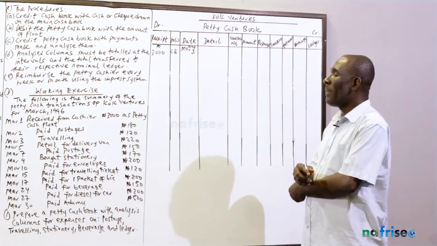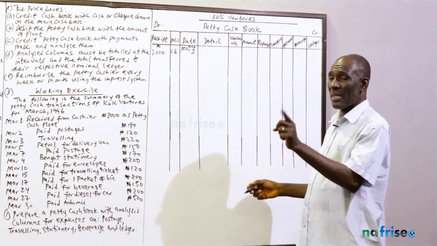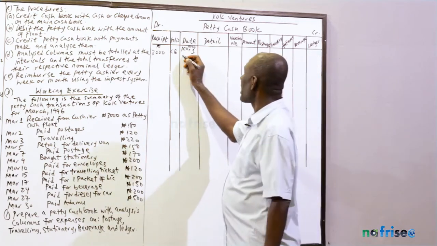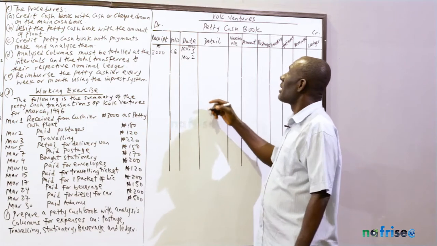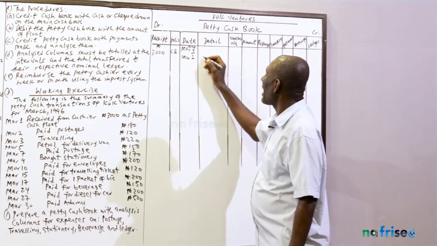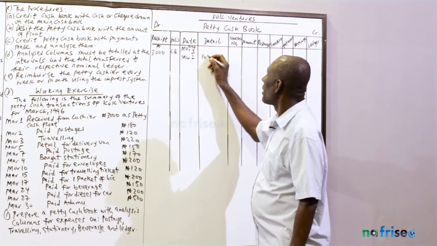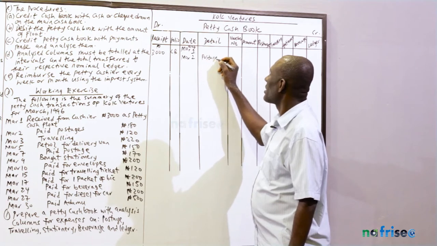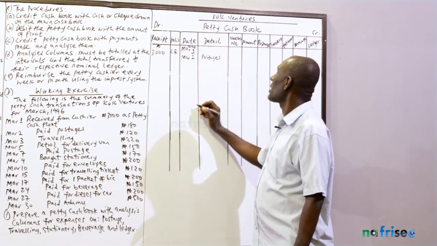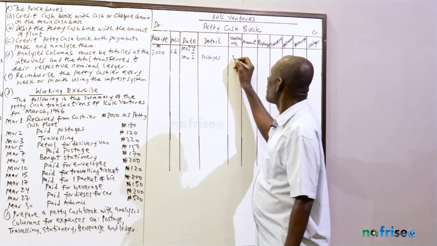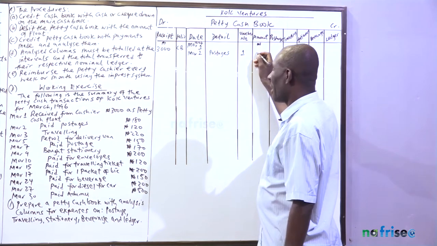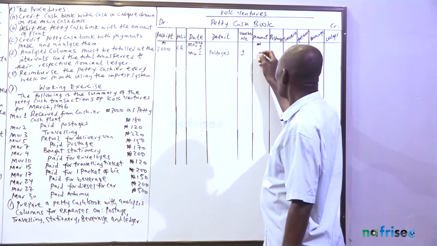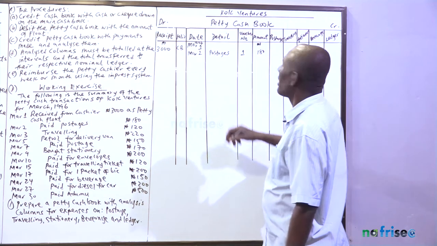March 2, pay postages 189. That's the first petty expense. You go to date column, look at it. March 2, immediately after March 1. Then, in the particulars, you have postages, because that was what was paid, postages. And this will be voucher number 1. And under amount, the total amount for postage, as you can see there, is 180 naira.